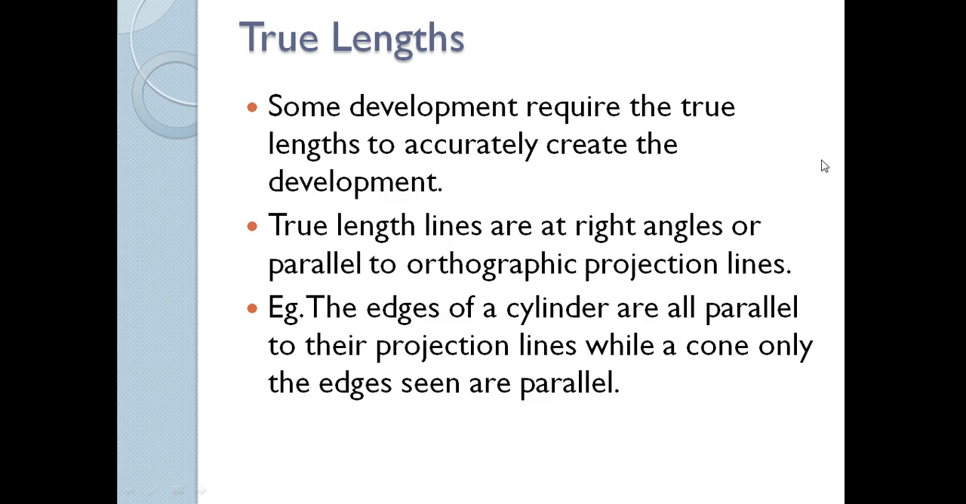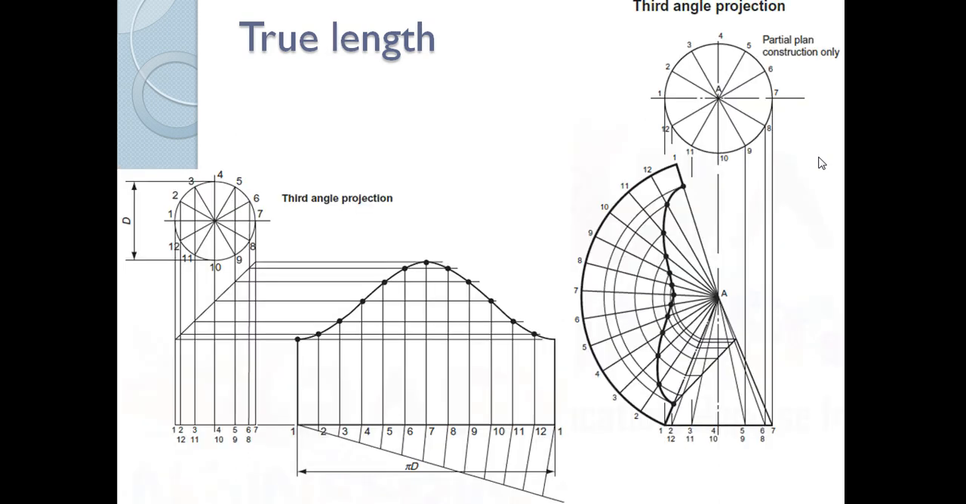Some developments require the true length to accurately create the development. True lengths are at right angles or parallel to orthographic projection lines. The edges of a cylinder are all parallel to their projection lines, while on a cone only the edges are parallel. So if we look at the cylinder again, all of the lines are parallel to the orthogonal lines. You can see that all of them are parallel when laid out.